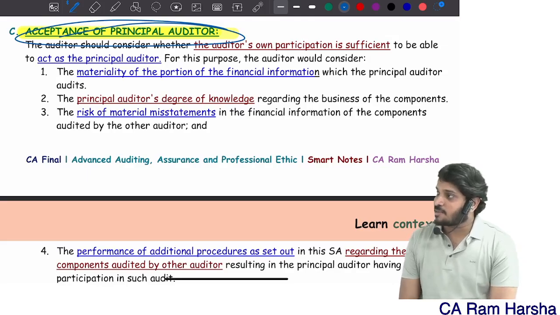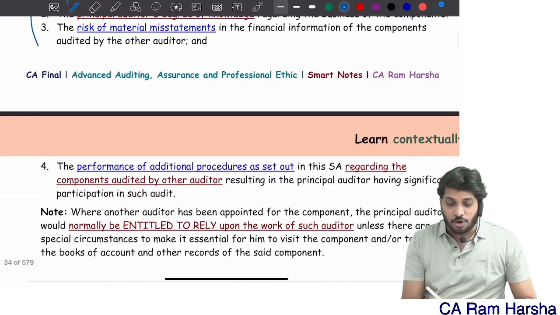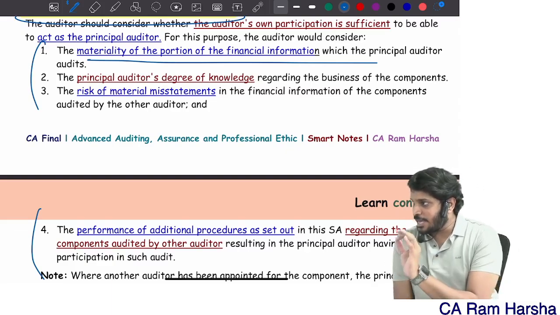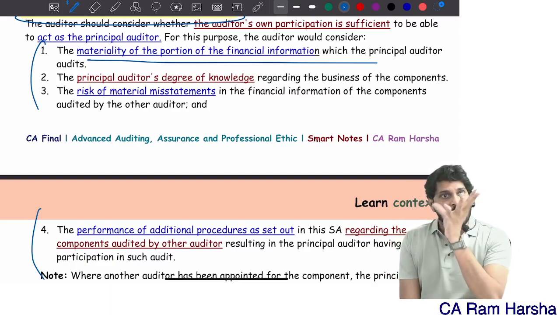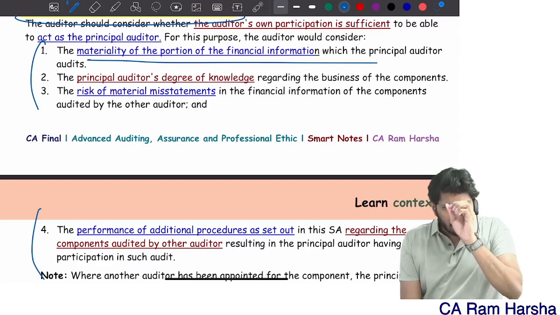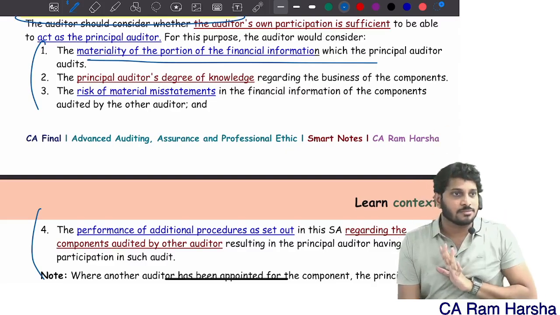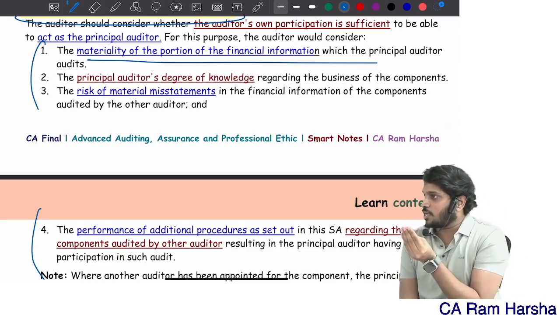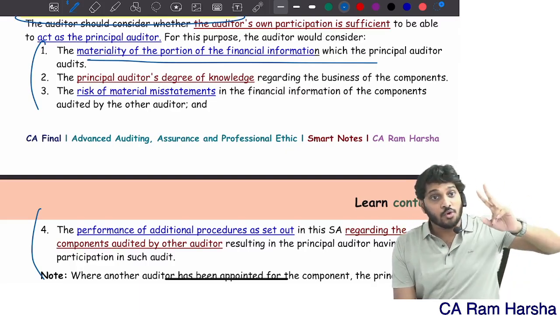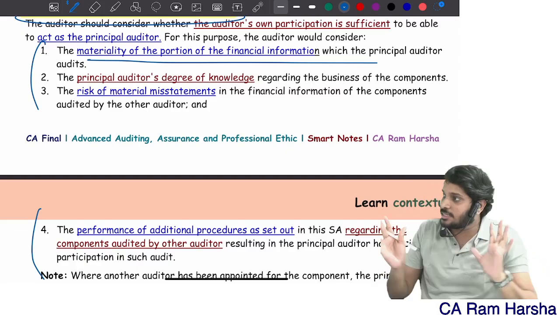Can you accept as a principal auditor for a company if they call and ask you? You can accept only if you check the following elements. What is the materiality of the portion that you are auditing? Being a principal, you must have authority over a major material portion of the financials. Suppose 80% of the business is happening through one subsidiary company, and you are not auditing that company. You are auditing a normal holding company, which is just a holding company and does not have any business. Now, if the subsidiary company is audited by another auditor, how come I am responsible and you gave the report negligently?